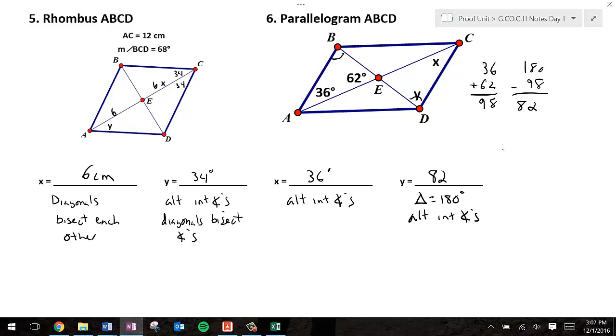So give it a try in your homework tonight. See if you can solve these problems, and we will review them in class tomorrow as we look at some proofs behind our quadrilaterals.